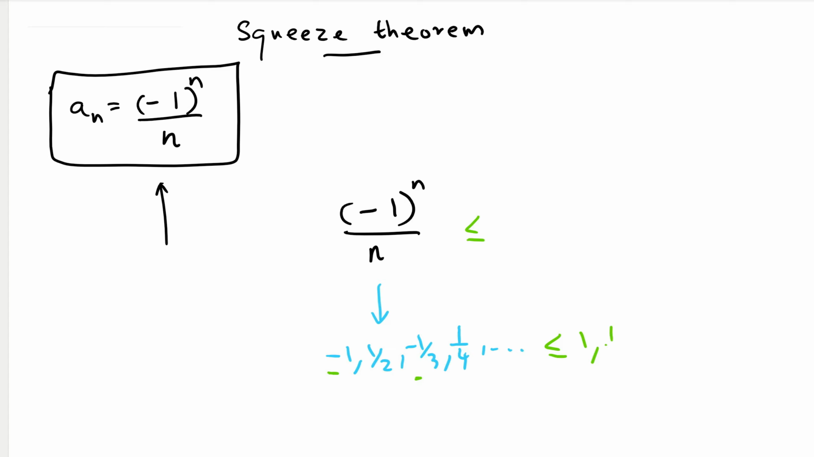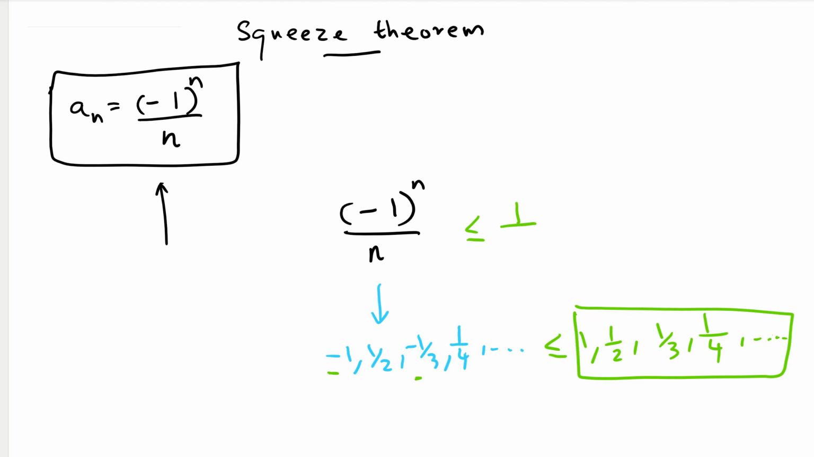I'm going to keep 1/2, because terms can be greater than or equal, so some terms can be equal. So let's use that fact. Negative 1/3, I'm going to turn that to 1/3 so that it's greater than negative 1/3. 1/4, I'm going to keep that. So I constructed a new sequence that is greater than or equal to the given sequence. Now what's the general term of this sequence? 1 over n, right? Nice.